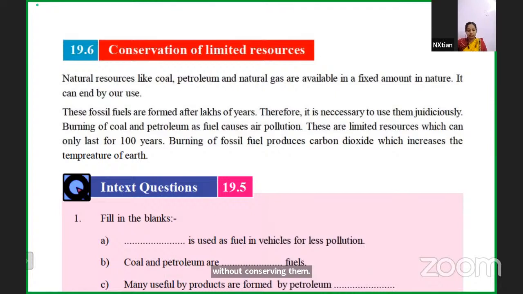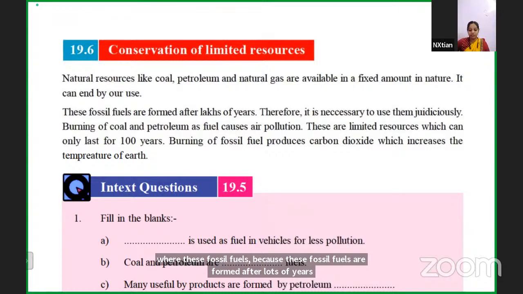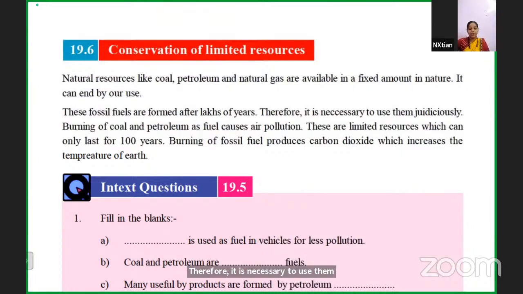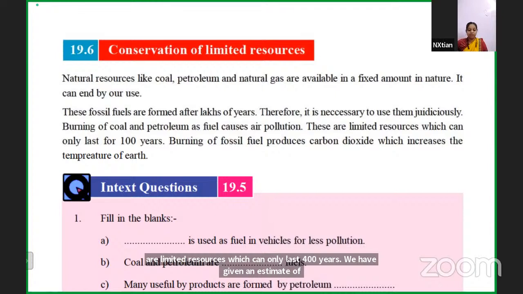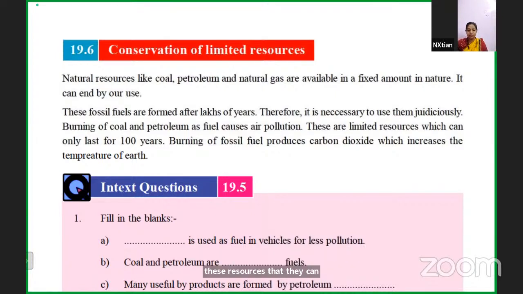These fossil fuels are formed after lakhs of years, therefore it is necessary to use them judiciously. Burning of coal and petroleum as fuel causes air pollution. These are limited resources which can only last for 100 years. They have given an estimate that these resources can last for 100 years. The burning of fossil fuel produces carbon dioxide, which increases the temperature of Earth.